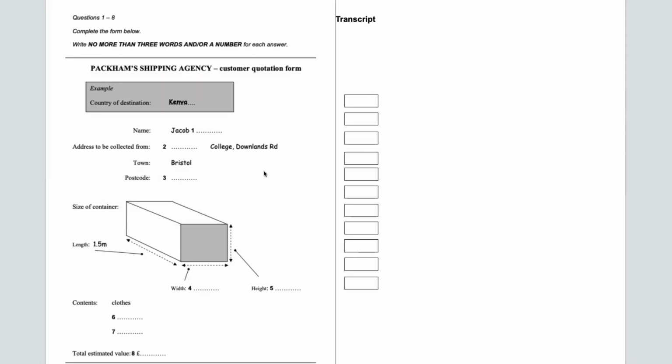All right, so here is our first example. We see a form. So this is questions 1 through 8. Complete the form below. And it's some sort of form for a shipping agency, so that's good to know. But it's very important to note the directions, which we see right here. Write no more than 3 words and or a number. So that is our limit for the answers.